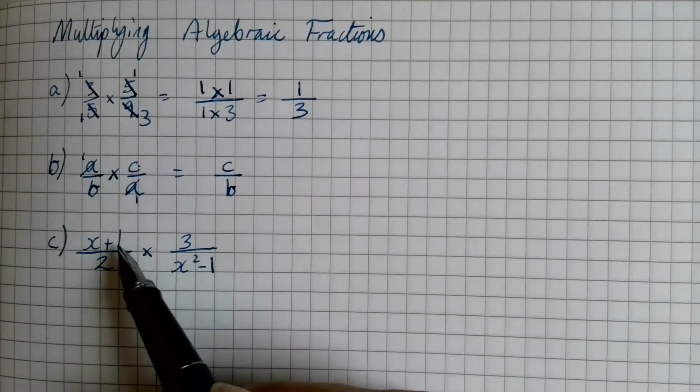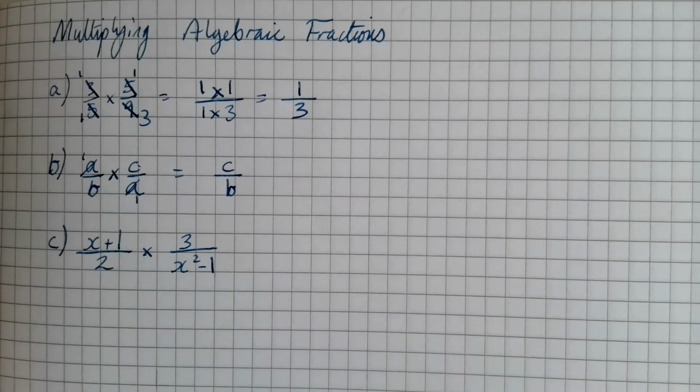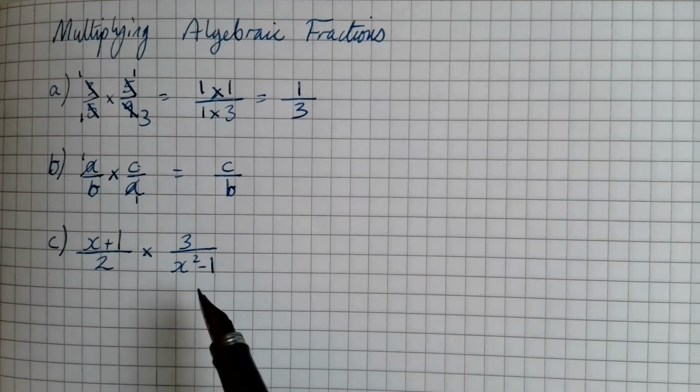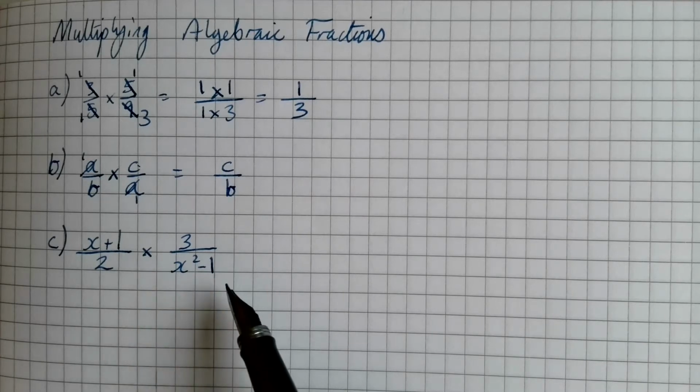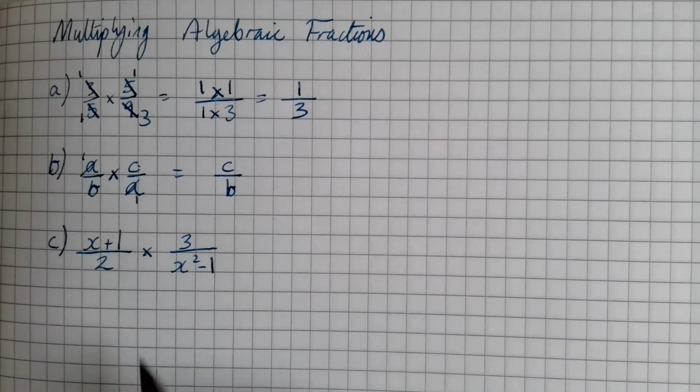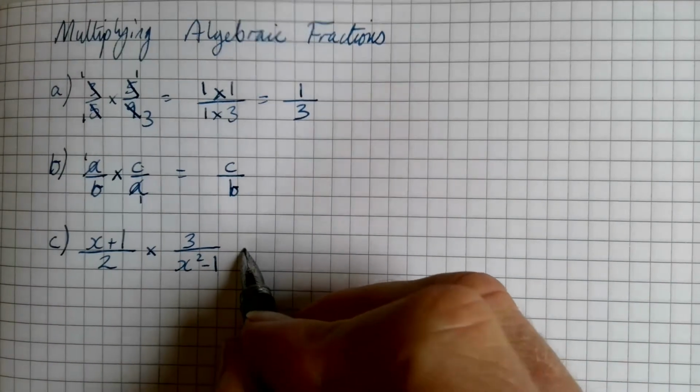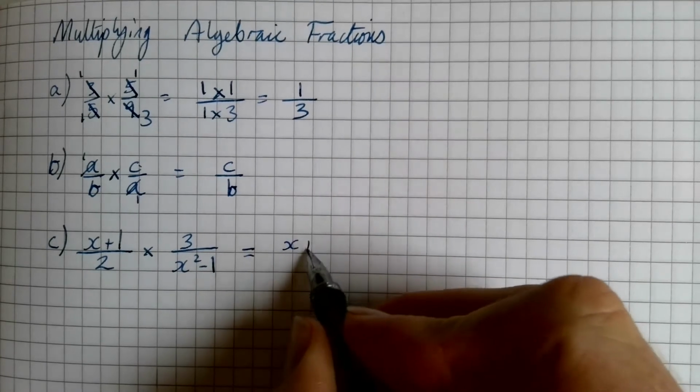When it comes to this third one, you can't cancel between a 2 and a 3. You can't immediately cancel between x plus 1 and x squared minus 1. This is something that you're going to have to look for a lot. It's the difference of two squares, isn't it? Where that's squared and then 1 is a square number. The difference between something is what you get when you take one away from the other. So we need to rewrite that before we do anything else.